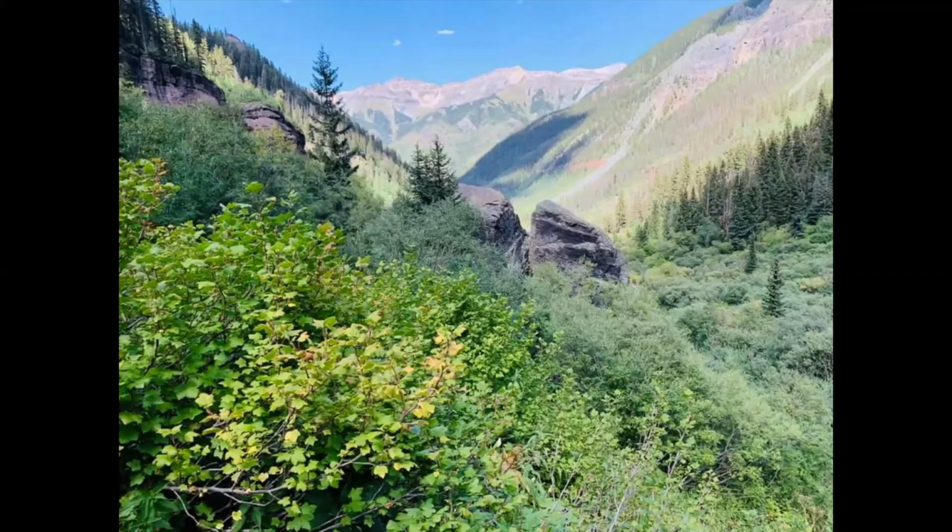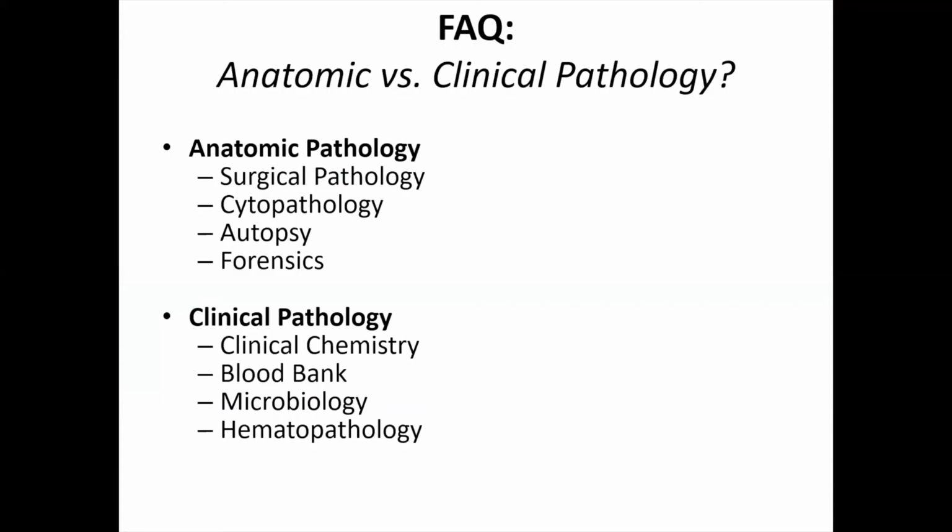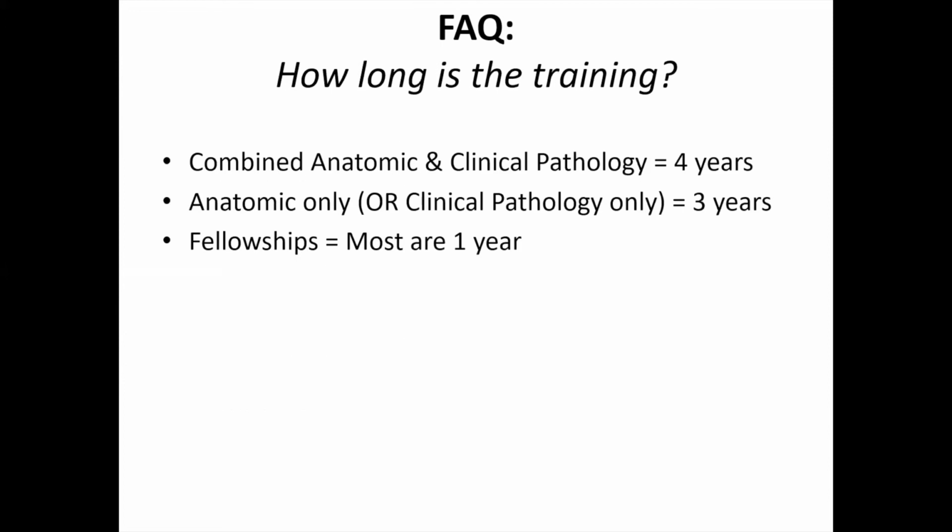So now let me tell you a few granular details. You're going to hear this a lot as you continue your exploration of pathology. What is anatomic versus clinical pathology? Anatomic is diagnosing tissues. So that's going to be surgical pathology that resects the tumors, cytopathology that is putting needles in masses and making diagnoses, autopsy, forensics. Clinical pathology also makes diagnoses, but these are mainly based on liquids or fluids. So this will be chemistry like drug screening, blood bank, microbiology. Hematopathology can be either, depending on where you go.